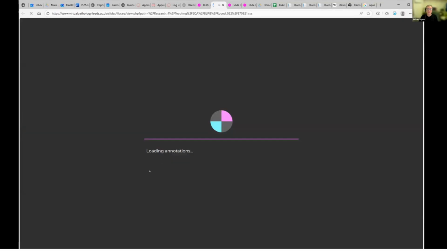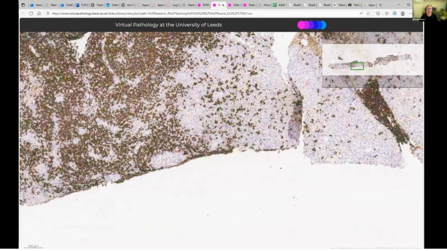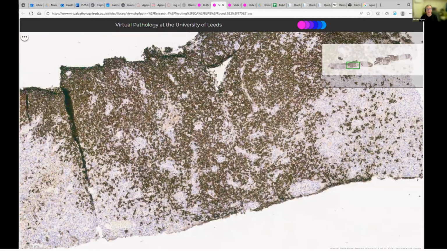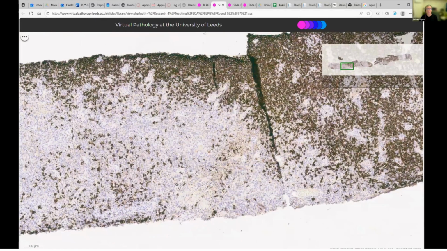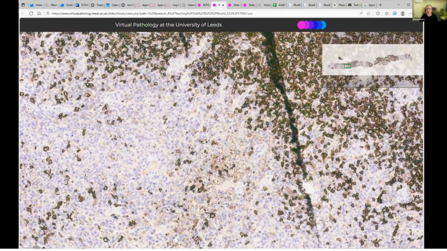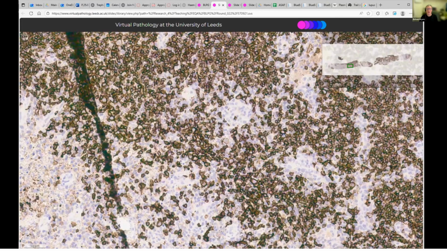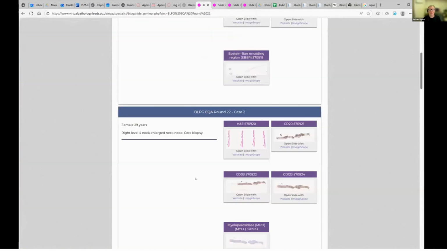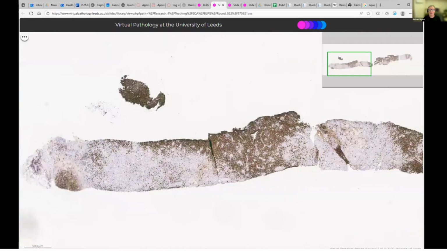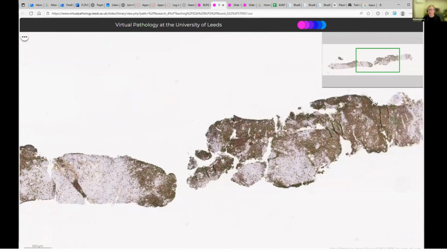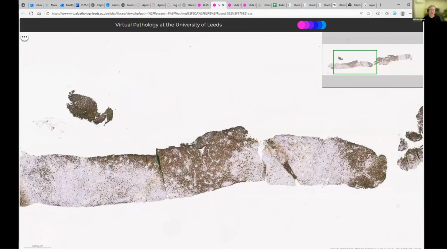CD20. So the architecture has been largely effaced by this infiltrate. And we've got a range of CD20 positive cells, some quite large ones and lots of small ones. But we haven't really got anything in the way of residual reactive follicles.